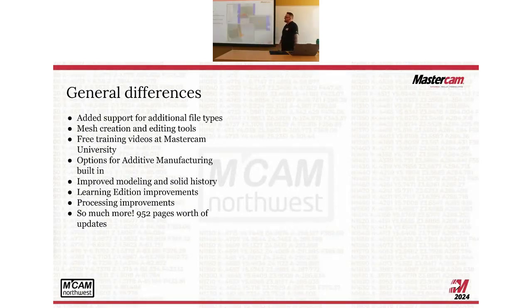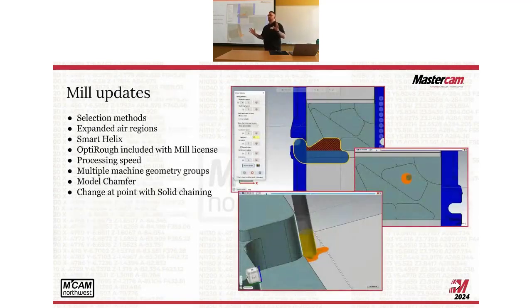So let's go ahead and go to the next slide here. I'm going to start with just some mill updates, just some basics here. There are several selection methods that are new to 2024 compared to 2017 and kind of everywhere sprinkled in between. This isn't a direct comparison necessarily. We have some expanded air regions, which is how you get this behavior. This is really cool, we'll talk about that. Helixing is much smarter now than it used to be. You now have OptiRough included with the mill license, which is huge. General processing speed, again, I kind of mentioned that already.